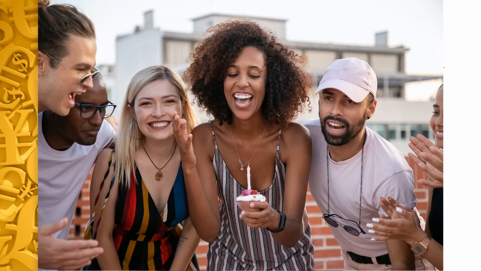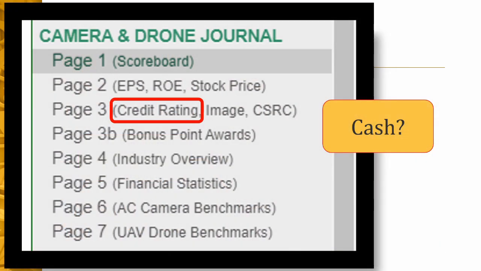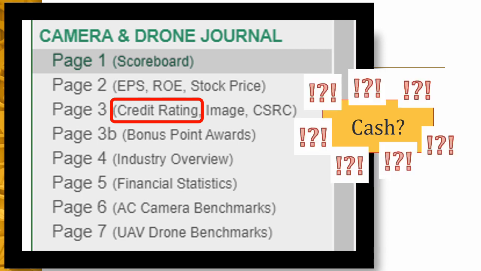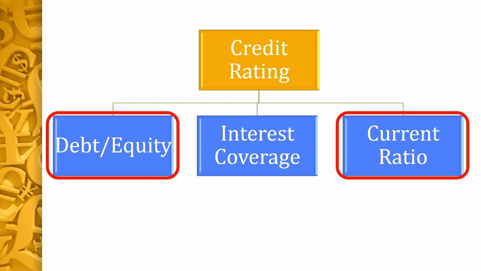Wait, you say, isn't cash king? It isn't. Credit rating is. Why? Because credit rating is one of the 5 scoring metrics, and cash, quite simply, is not. In Glo-Bus, the participant's guide says that credit rating is determined by 3 different things. Fortunately, if you cover just 2 of them, then the 3rd one will take care of itself.